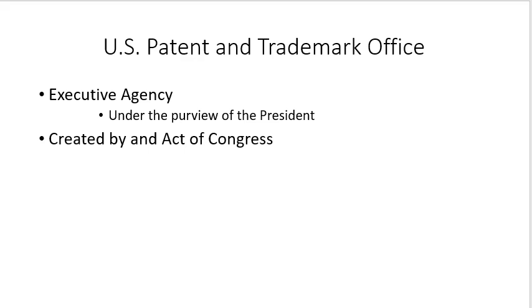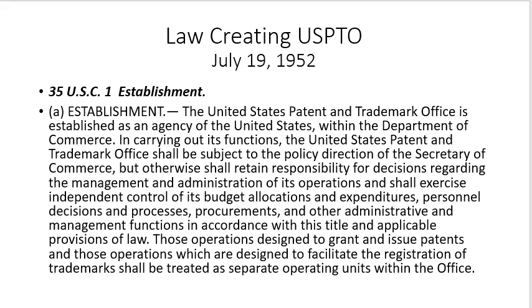Now, the U.S. Patent and Trademark Office was created by an act of Congress, but it falls under the executive agency, meaning it's under the purview of the president. So let's see how it fits in. In 1952, the law was passed that the United States Patent and Trademark Office was established as an agency of the United States within the Department of Commerce. So it's the Commerce Secretary of the President's Cabinet that oversees this federal agency.